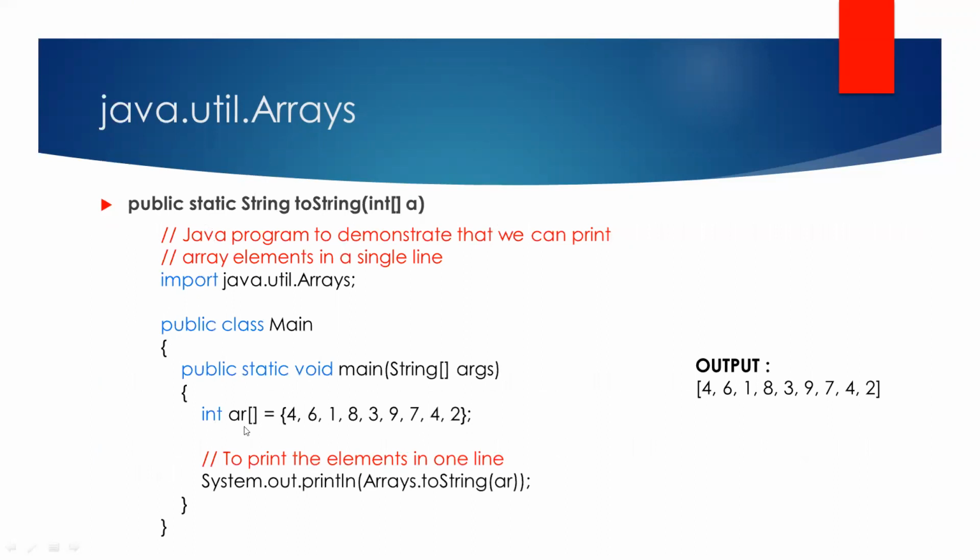This is the array with some values, and we need to sort. Okay, so what we'll do, first we'll import the java.util.Arrays. As we know, if any class is not part of java.lang, then we need to import. So first import, and after that you will use this method.